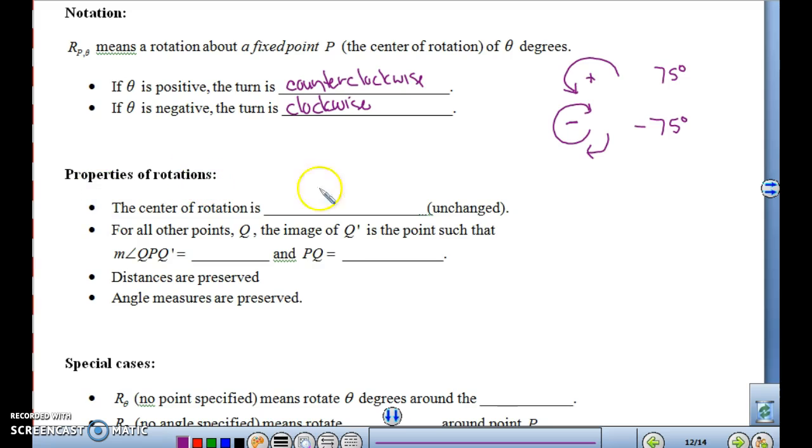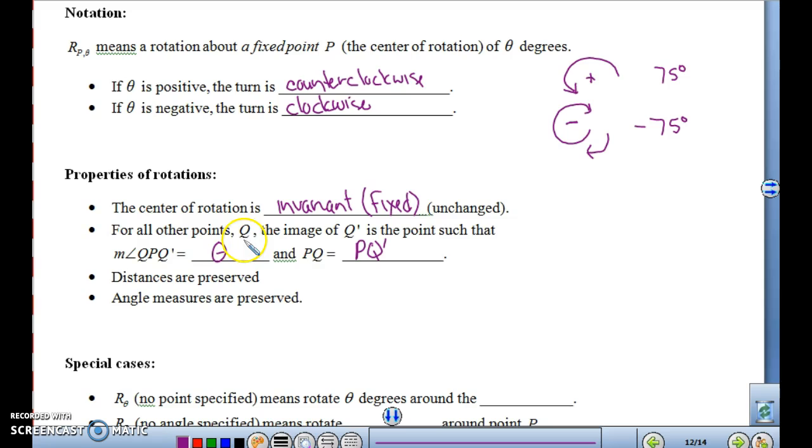So now let's look at the properties of rotations. When you rotate something, the center of rotation is invariant. Remember, invariant means fixed or unchanged. It doesn't change. For all other points Q, the image Q prime is the point such that the measure of angle QPQ prime is theta, and PQ will equal PQ prime.